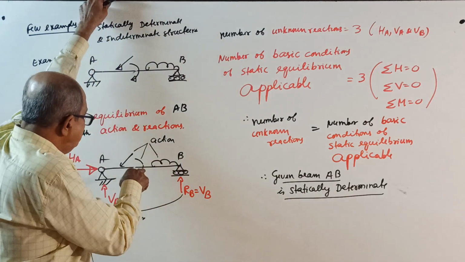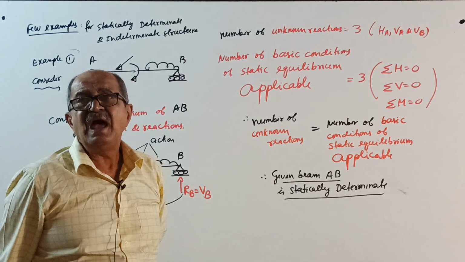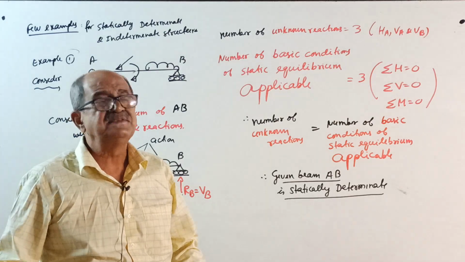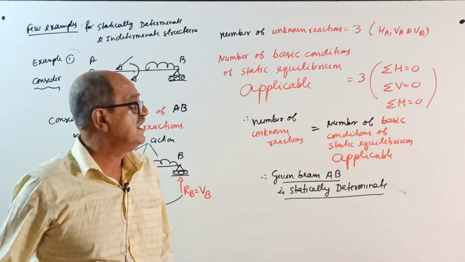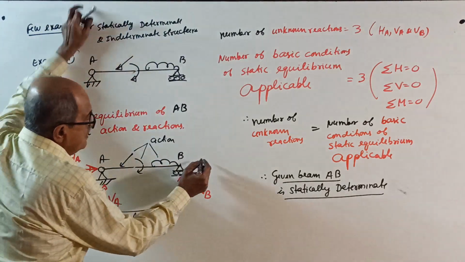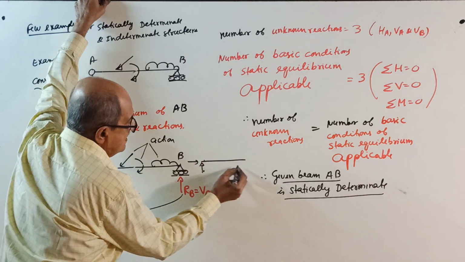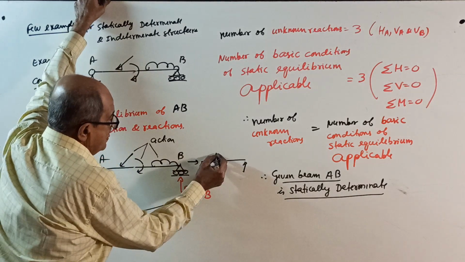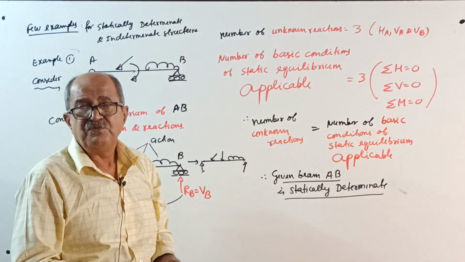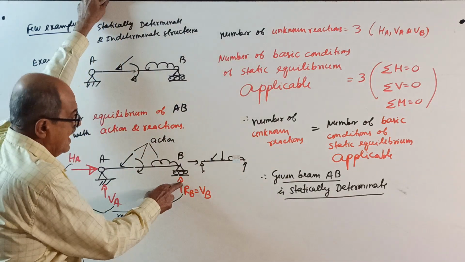Now, this sketch, considering the member with action and reaction, if you draw it separately without showing the supports, is called a free body diagram. Some people don't show the supports. What they do is remove the supports and write the reactions here, see. This way. This is called a free body diagram. This is also a free body diagram, but I am showing supports.